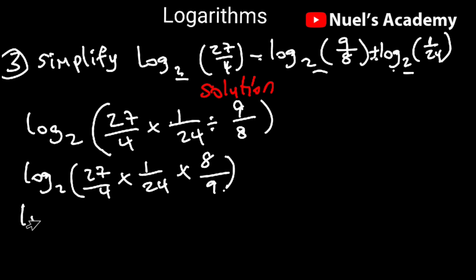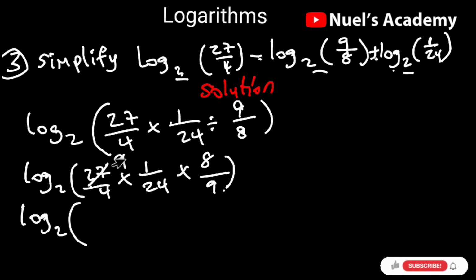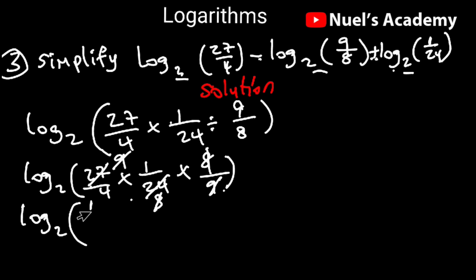So this becomes log base 2 of, now 3 into this 27 is going to give us 9. 3 into this 24 is going to give us 8, because 3 times 8 is 24. Then this 9, you cancel this 9, and then this 8 is going to cancel this 8. So we're going to be left with 1/4.